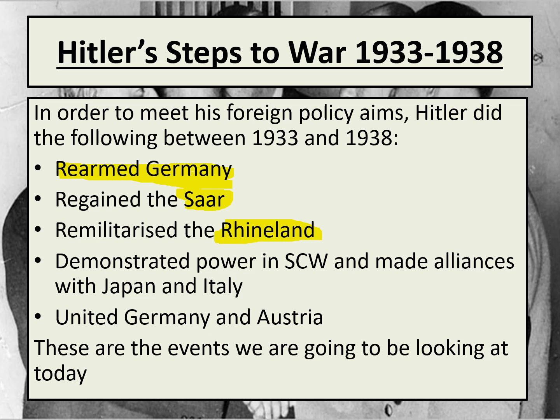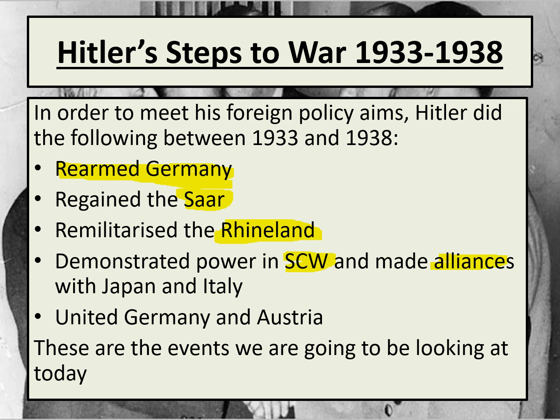So we're going to see what Hitler did about that. We're also going to have a look at how Hitler demonstrated his new armaments, his new power in the Spanish Civil War, that's what that means there, and how he made alliances with Japan and Italy, which of course are going to make him stronger.